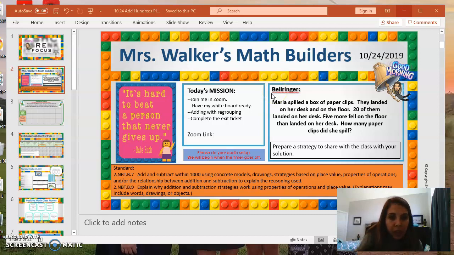Welcome to math class. So, today, for your bell ringer, the question is, Marla spilled a box of paper clips. They landed on her desk and on the floor. 20 of them landed on her desk. 5 more fell on the floor than landed on her desk. How many paper clips did she spill? So think about that one. Push pause and work it out at home.